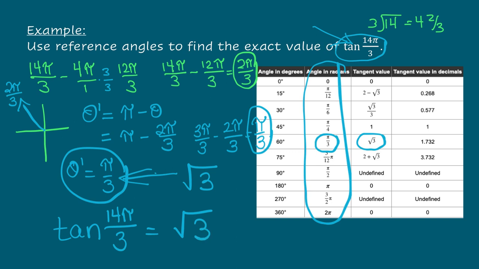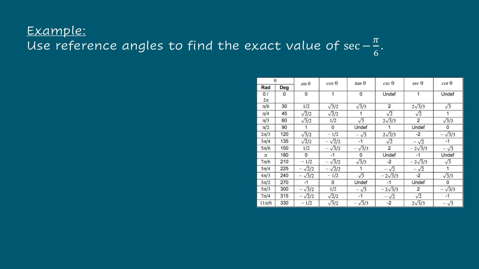Now I need to make sure I have my sign correct for the square root of 3. In quadrant 2, any tangent value is a negative value. So I need to make my value negative. That's why we figure out what quadrant we're in, because in quadrant 2 tangent values are negative. So because I'm in quadrant 2, my tangent value is negative, so I need to put my negative sign on my value right here.